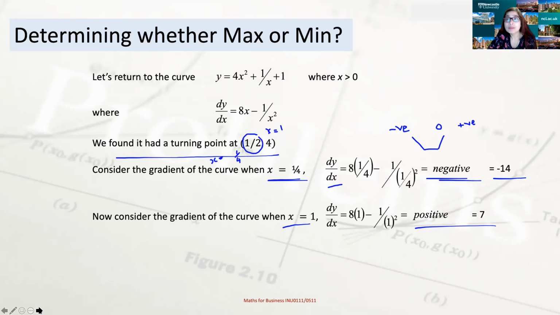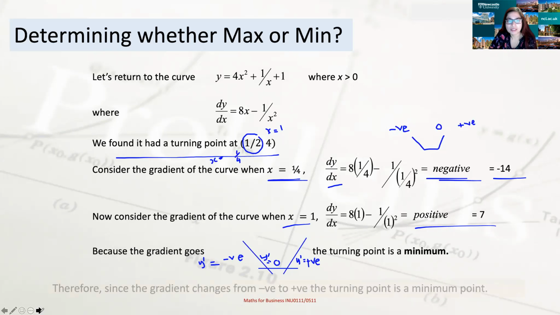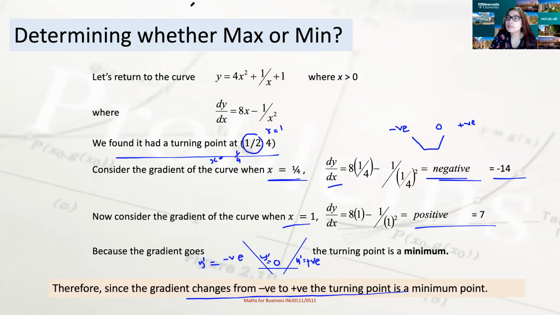So that means it's going to be a minimum. It's something like this, because the gradient goes negative, then negative, then the gradient is 0. Gradient means what? The first derivative, okay? The first derivative is negative, then 0, and then positive. Therefore, the turning point is a minimum. So you have identified the nature of the turning point. Since the gradient changes from negative to positive, the turning point is a minimum point.